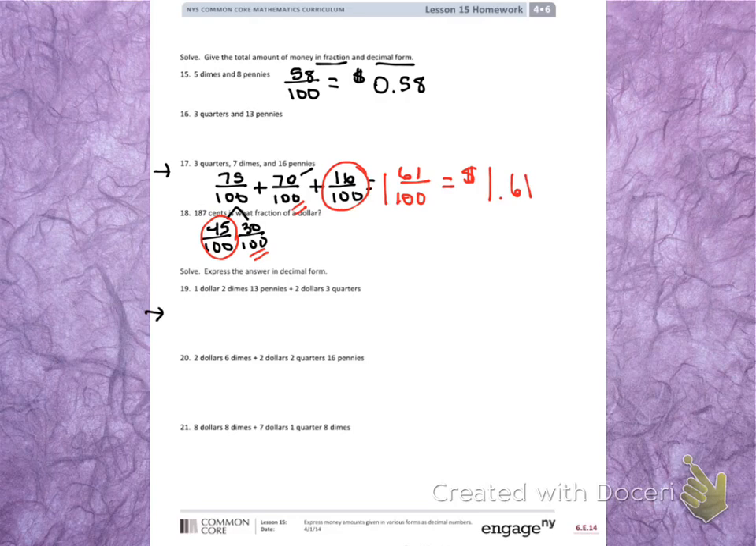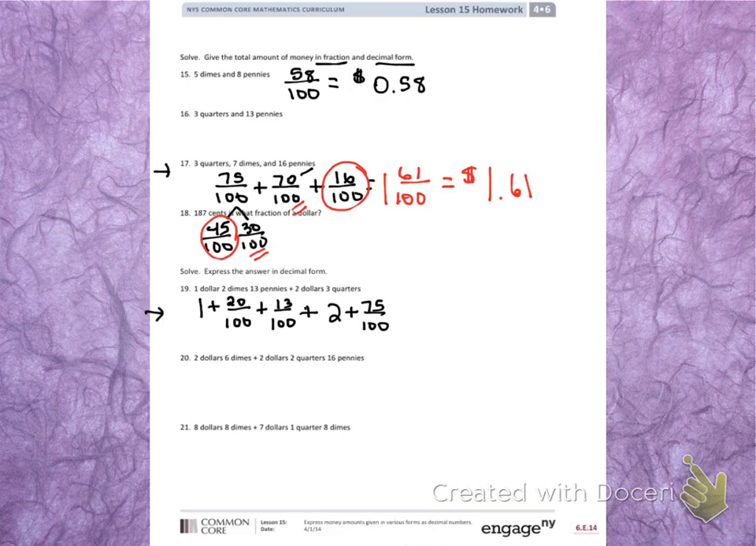Right here, we have $1, 2 dimes, 13 pennies. So let's think about what that would look like. We have $1. That's going to look like a big 1. We have 2 dimes. That's going to be 20 of 100ths. And we have 13 pennies. That's going to be 13 of 100ths. And I'm just going to look at that as all a plus problem because we have to find the sum of all of those to be able to add that to the next sum. We want to add that with $2 and 3 quarters. That's 75 of 100ths.